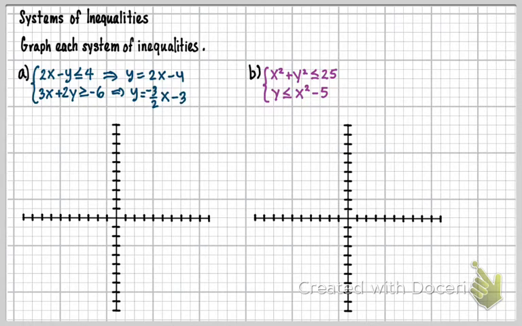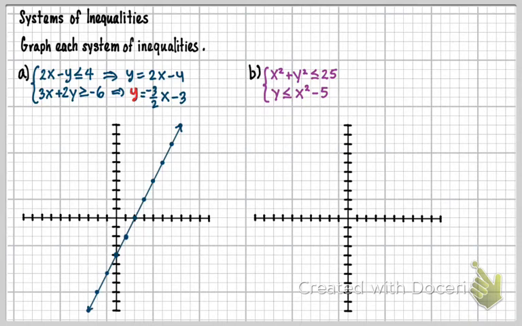So the first thing I'm going to do is plot the 0, negative 4 there. And from there, I'm going to go up 2 and to the right 1, and then up 2 and to the right 1, and just keep doing that. And then I'm just going to go downward as well, and then draw my line.